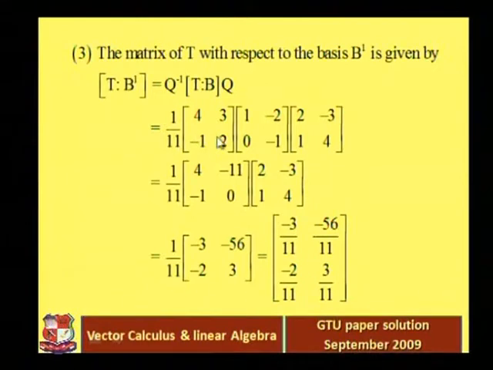This is actually the multiplication of the first two matrices, that is 4 minus 11 minus 1 0, and the last matrix is as it is, and then we multiply these two matrices. So we will get minus 3 minus 56 minus 2 3 divided by 11. Finally we have to divide each and every element by 11. So minus 3 by 11, minus 56 by 11, minus 2 by 11 and 3 by 11. So this is our matrix T with respect to the basis B dash.